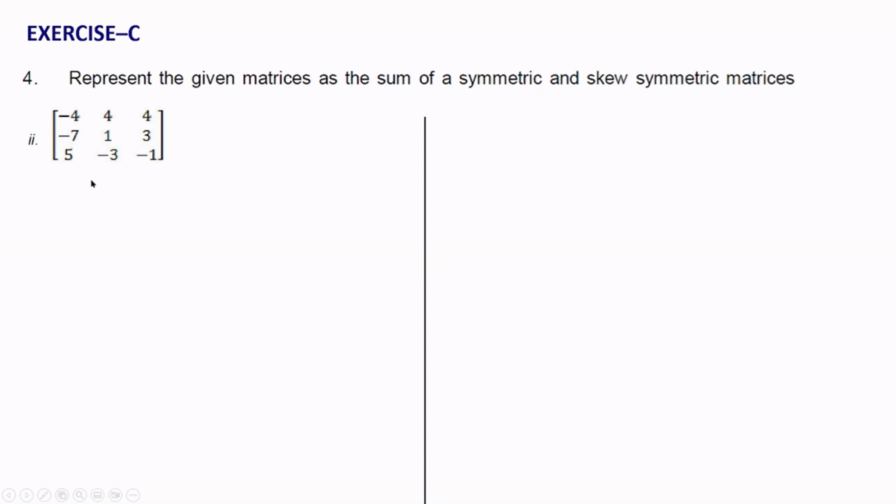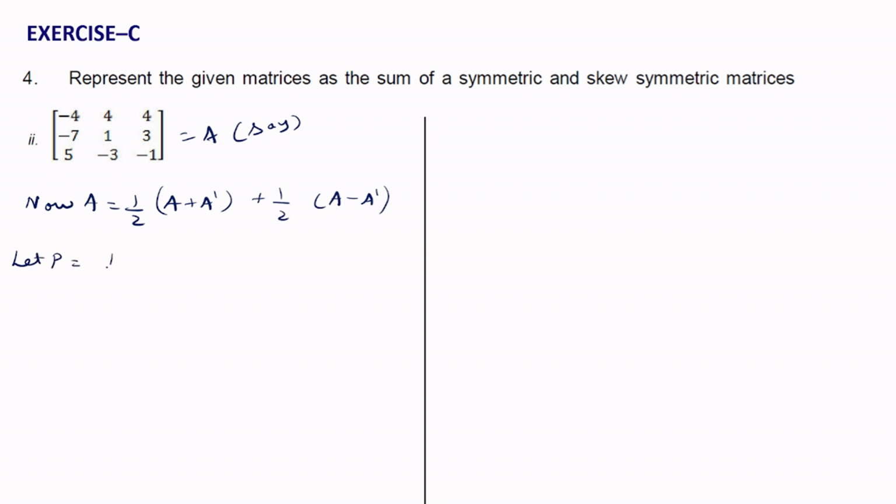Next question, we have to represent the given matrix as sum of symmetric and skew symmetric. So this is [-4, 4, 4; -7, 1, 3; 5, -3, -1]. So let us take this as equal to A. Now A equals half of (A plus A transpose) plus half of (A minus A transpose). So let P equal to half of (A plus A transpose).